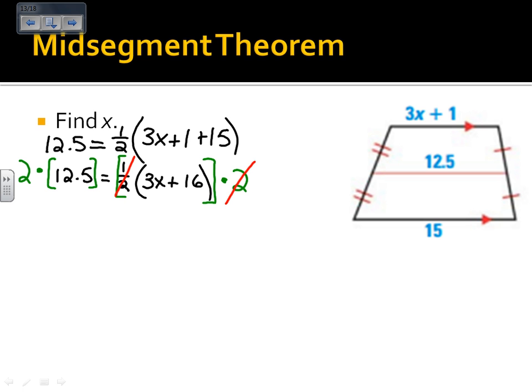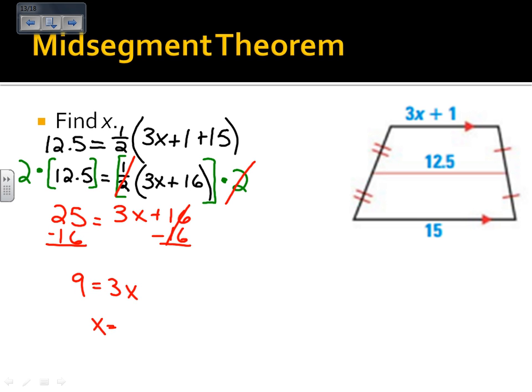What is 12.5 times 2? 25 equals, and then look how easy the other side became. What do we get left? 3x plus 16. You can solve that, right? What's my next step? Subtract 16. 9 equals 3x. So therefore x equals 3. Any questions on that? X equals 3.